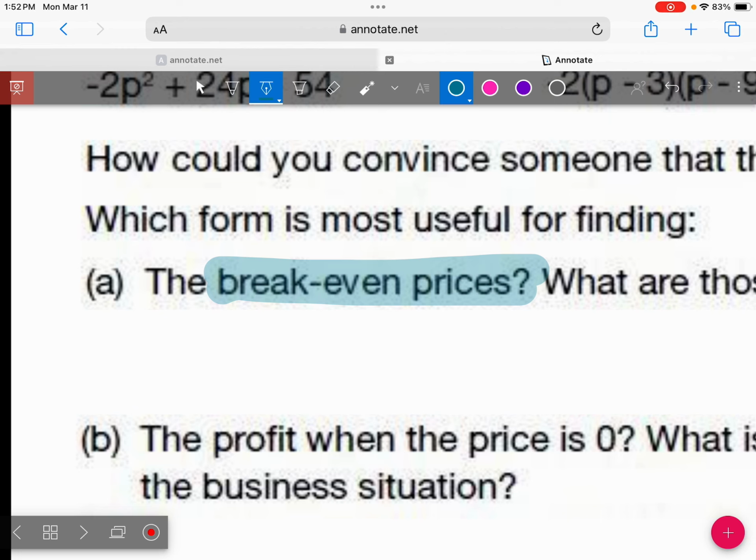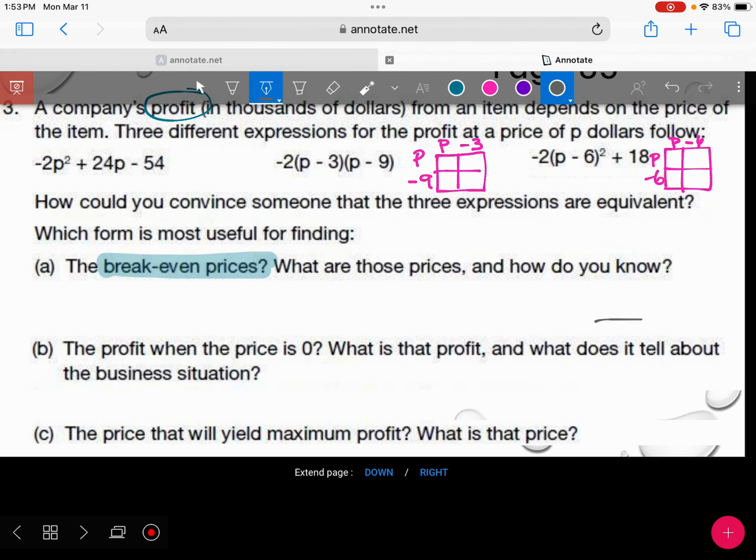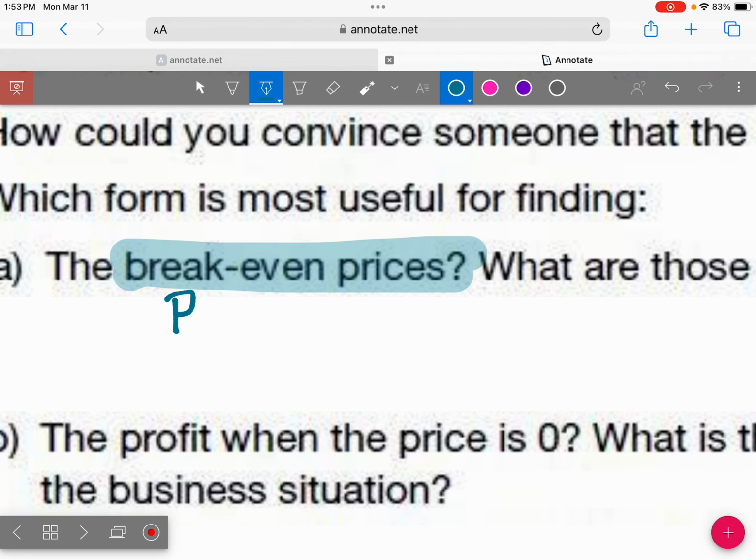Hang on, I'm going to get this sketch. Because we're not losing money, so our profit's not negative. We're not making money, so our profit's not positive. It'll be right at 0. So our x-intercepts. So if we think about this, we have a frowny face parabola because our a values are negative. So which equation shows us our break-even prices when our profit is 0?